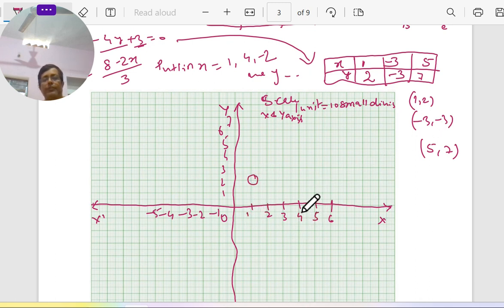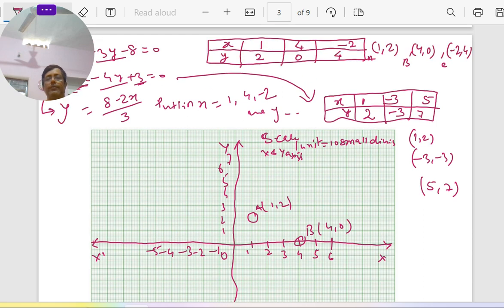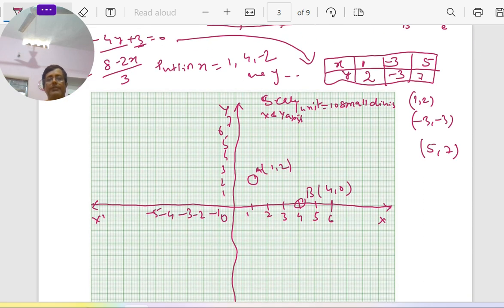Then I require 5, 7. So this point is here. So we write here 1, 2. This I had taken as point A. This I had taken B, that is 5, 7, and also I had taken minus 3, minus 3. So we write here C, minus 3, minus 3. We will write in proper way. Now we will draw the line. You will get a straight line here. It will go through these 3 points only.